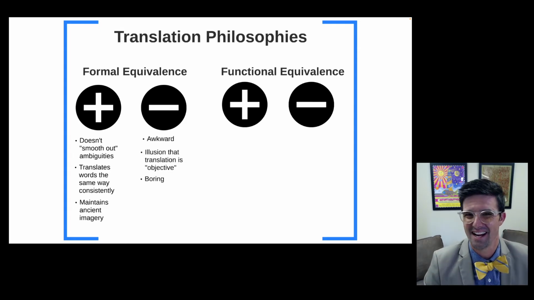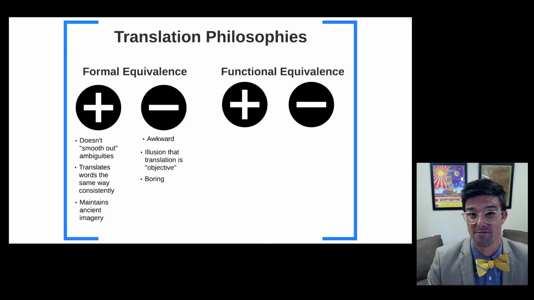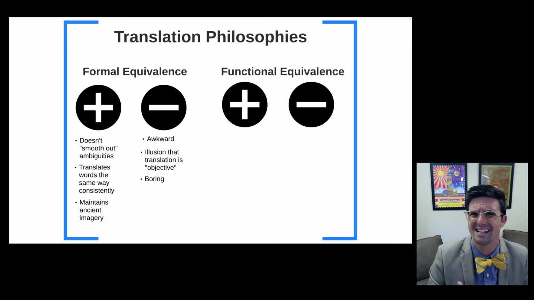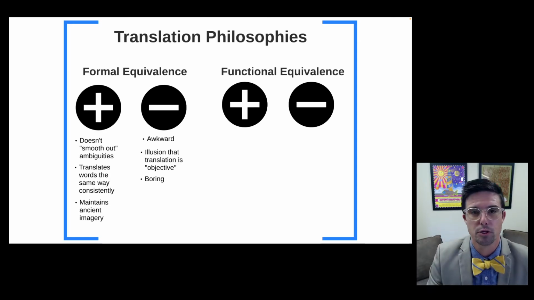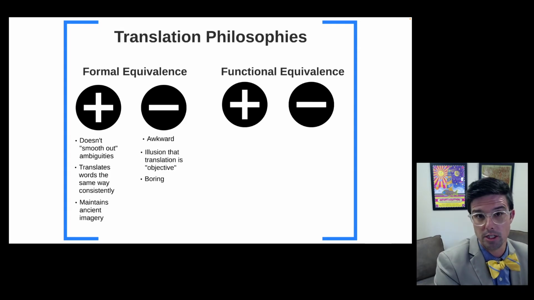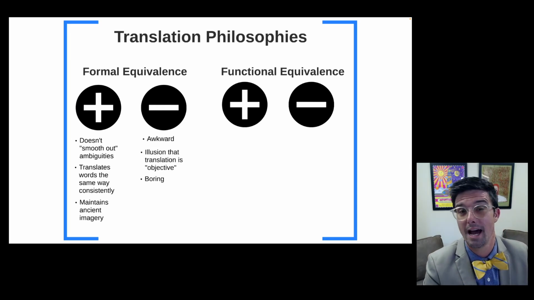On the negative side of formal equivalence translations, they can tend to be awkward and even sometimes boring and wooden. And they also can give the illusion that they are objective. Because they are trying to do this one-to-one correspondence between words, there can be this illusion that there's not interpretation happening, that they're not making decisions. But even at the one-to-one level, decisions always have to be made.